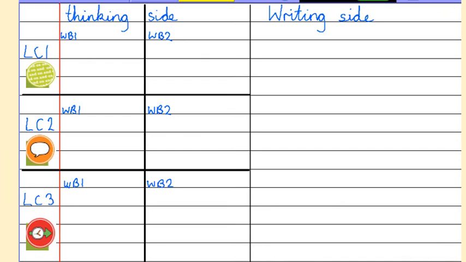Here's today's presentation of your page with your thinking side, learning chunk 1, learning chunk 2 and learning chunk 3, and your writing side. Please make sure that you draw around a little circle, could be the end of a glue stick, to draw the JC symbols. I've noticed on a few pieces of work that have been put onto Dojo that we're not actually doing that.